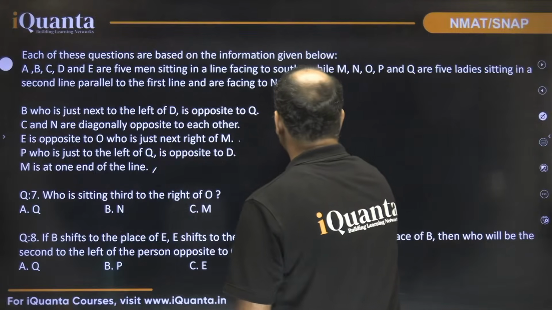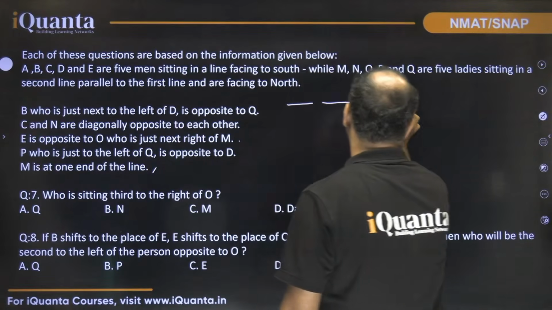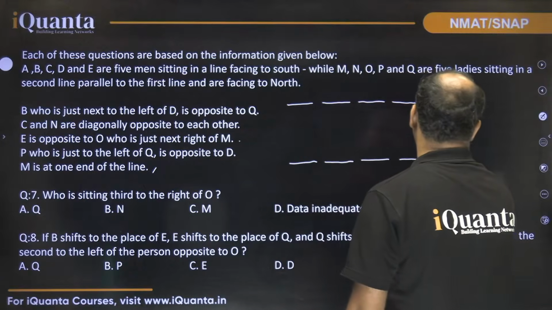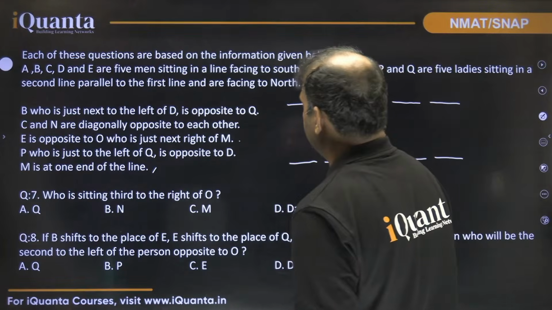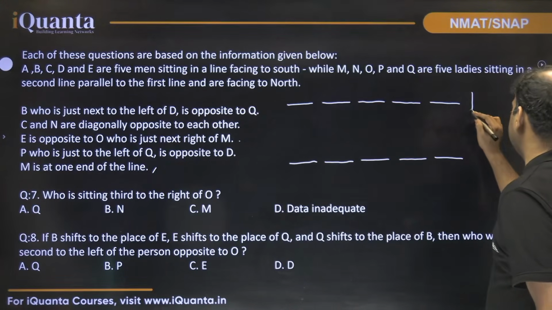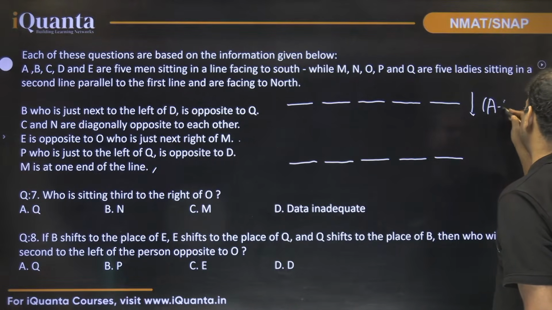Alright, first let's draw the five people in both the rows, one by one. 1, 2, 3, 4, 5, and 1, 2, 3, 4, 5. Alright. Now guys, what they are saying is that the men A to E are facing south. So let's say this is the place for men, A to E, facing south.